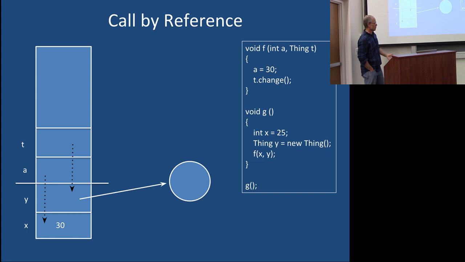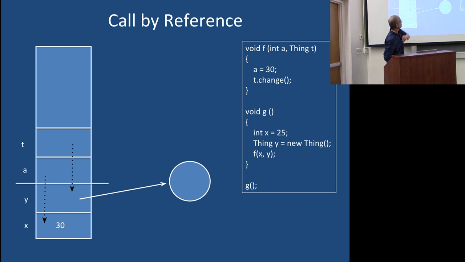So with call by reference, you just got to make sure you're passing some place that can be assigned to, some place that can be changed by assignment. So it can be a property or an instance variable in an object. It can be an array location, because arrays are stored on the heap. It can be a local variable or parameter.